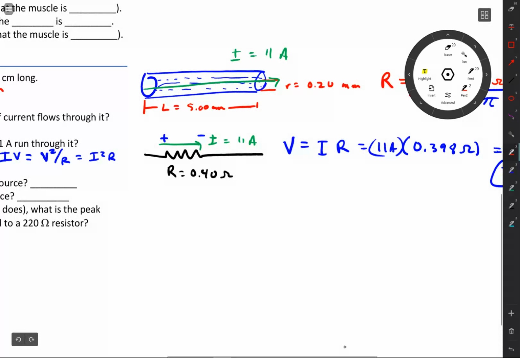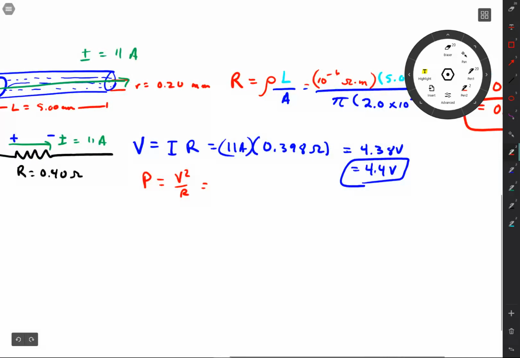So the power dissipated is V squared over R is equal to, or actually I squared R is the one with the least round off potential. I squared R, which is equal to 11 amps squared, 121 if you will, times 0.398 ohms equals, and that gives me a power of 4.81 watts, or to correct significant digits, 4.8 watts.